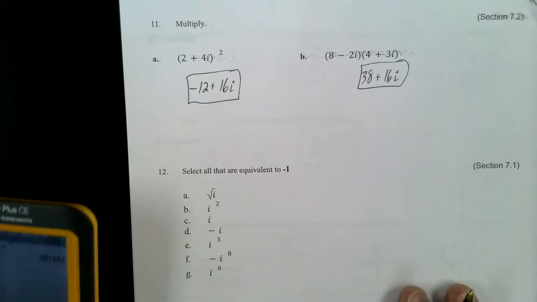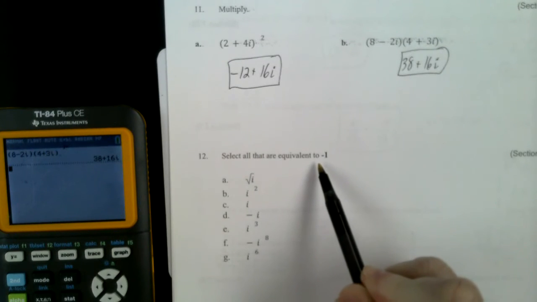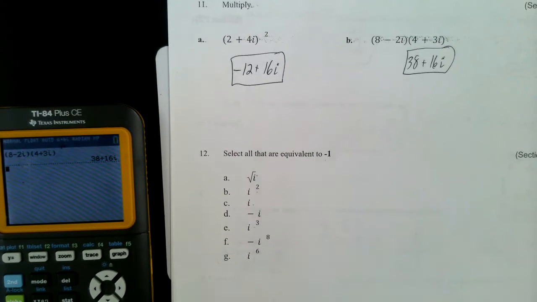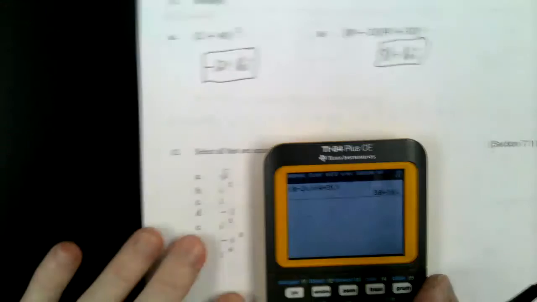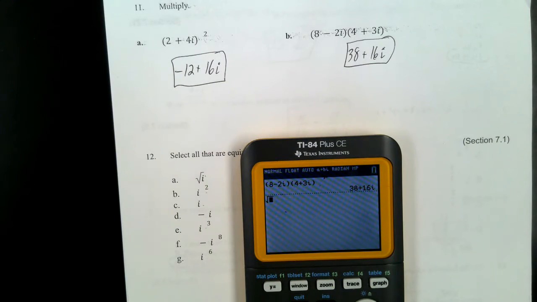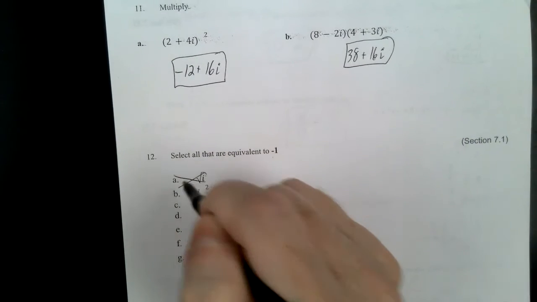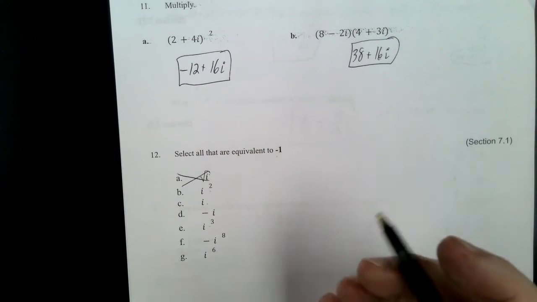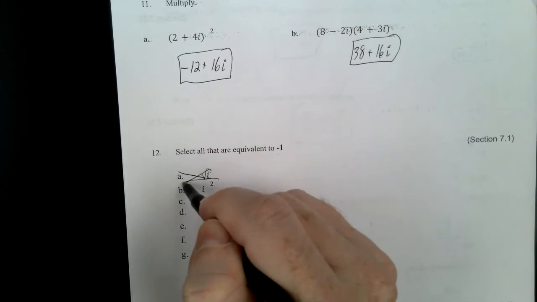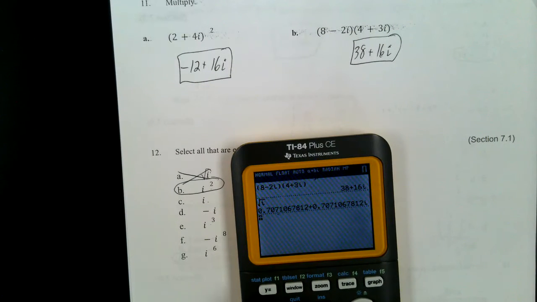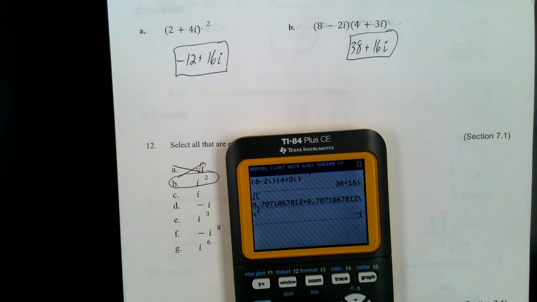Number 12. Select all that are equivalent to negative 1. I could type each one of these in the calculator and see which ones equal negative 1. So we could do that. Square root of i. That's a decimal. That's definitely not negative 1. Well, we know one of these is equal to negative 1, and that is i squared. i squared is negative 1. That's what the whole unit is about, but if you don't believe me, you can do i squared. There it is, negative 1.